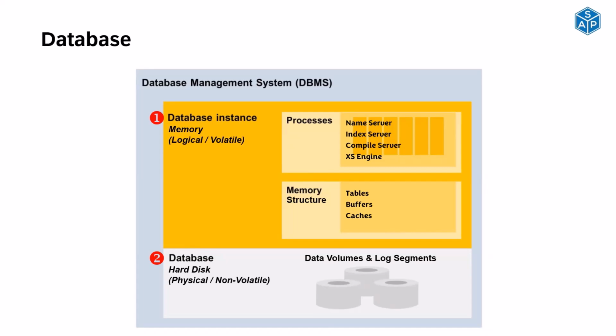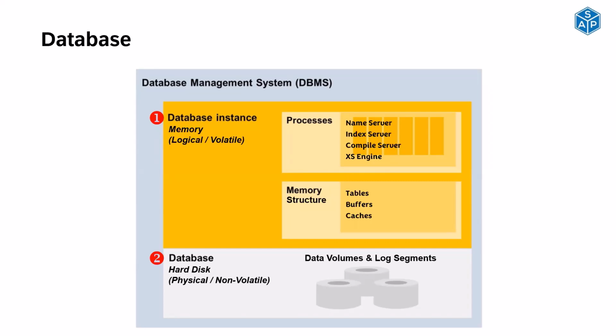Then comes your database. Your database resides inside your hard disk, and it is the physical part. You can see the database if you go inside the hard disk. You can open the data file and check it, but the database instance which is in the memory, you cannot check the programs which are there in the memory. So this is the physical part, and it is non-volatile. Non-volatile means even after you shut down the system, it will not go from your hard disk. It is there in the hard disk.